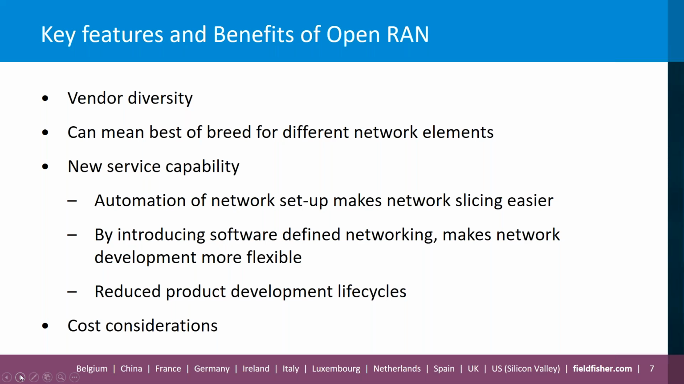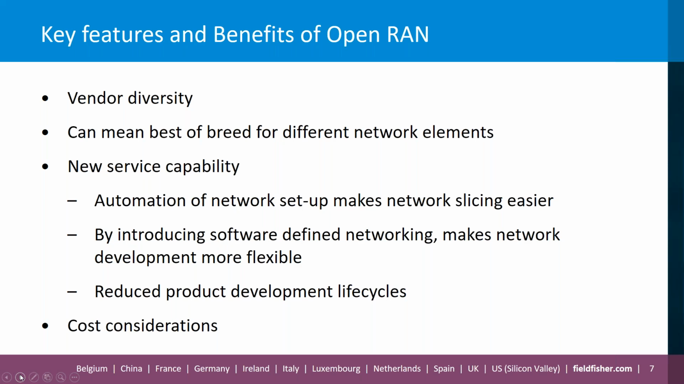So key features, just to summarize: vendor diversity, a best of breed for different network elements, new service capability, so automation of network setup to make network slicing easier. Network development's more flexible because you've got software-defined networking. There's a potential for a reduced product development lifecycle. And at the bottom of the slide, there are also cost considerations, because in essence, the radio access network makes up about 60% of the CapEx and OpEx spend for operators. So it's the most important cost factor for network operators.